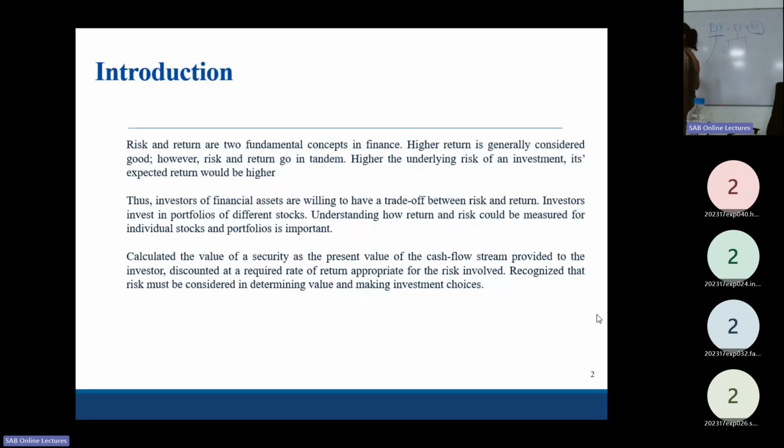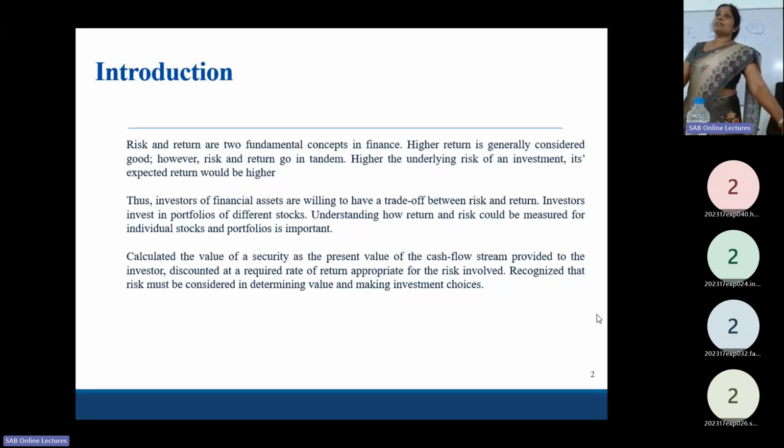This should be the discount rate appropriate for this risk level. The higher the risk, the higher this discount factor should be. The lower the risk, the lower it is. So it is in line with the particular risk level. Recognize that risk must be considered in determining value and making investment decisions. So this is the overall introduction of the lesson, the big picture of risk and return.